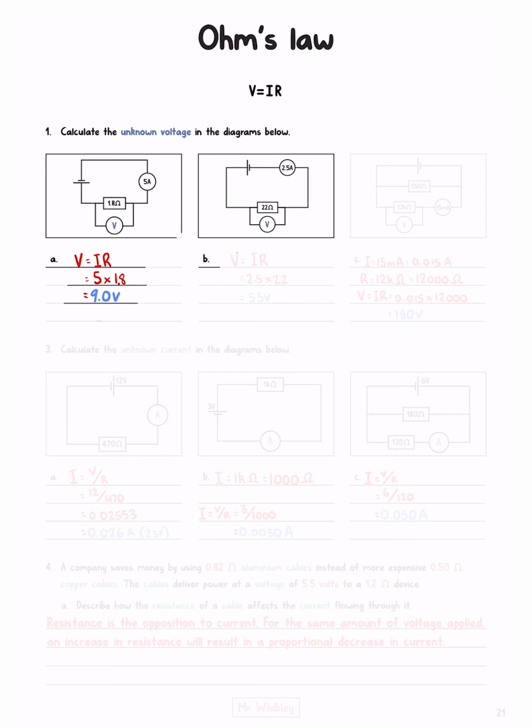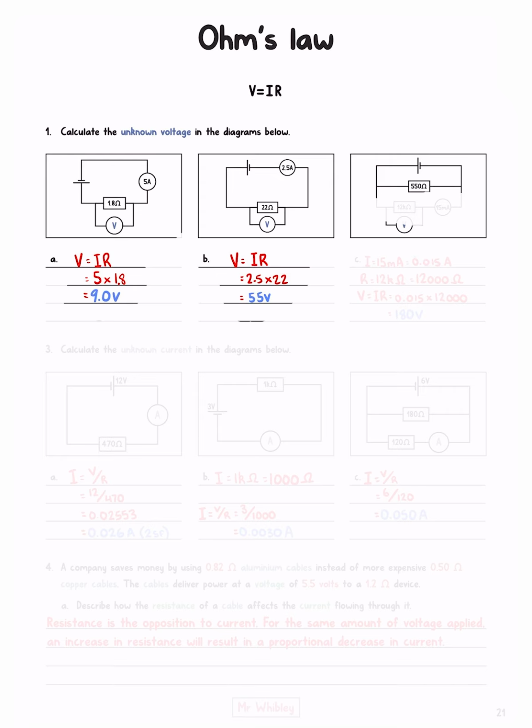Once again, we know that V is equal to IR, where I is the current through our resistor, which once again, because this is a series circuit, is our 2.5 amps, and our resistance is 22 ohms, which gives us 55 volts.